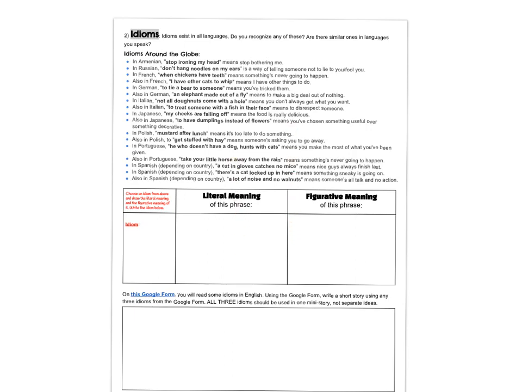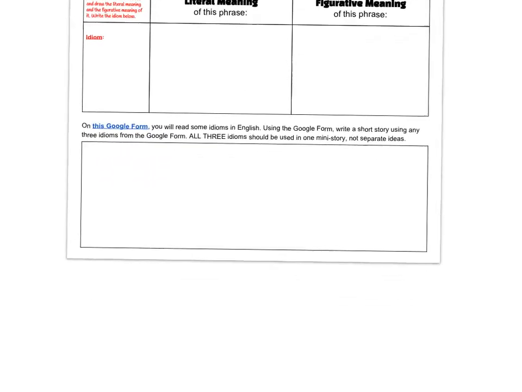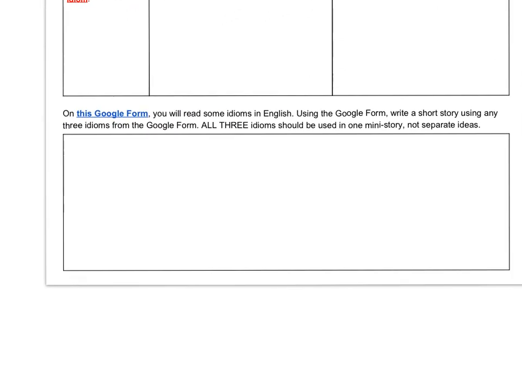Now that you have done your drawing, you're going to go to the next part, and the next part says that you should be looking at this Google form. So you can access it here, or it is linked from the slideshow, and you will read some idioms in English. Using the Google form, you'll write a short story using any 3 idioms from this Google form. All 3 idioms should be used in one mini story, not separate ideas.